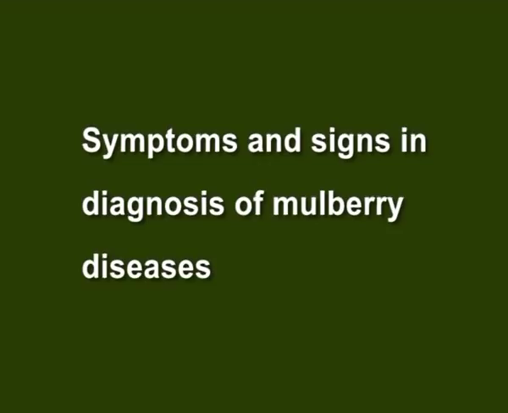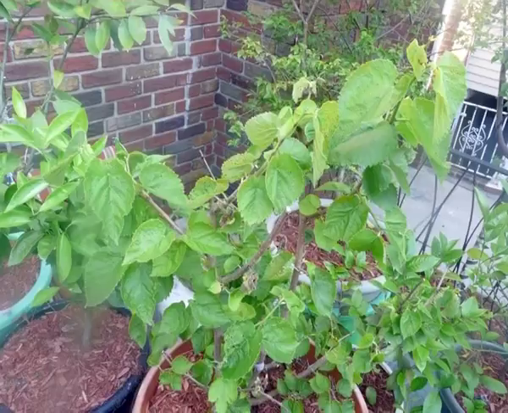Symptoms and signs in diagnosis of mulberry diseases. Disease is a series of harmful physiological processes in which the plants become abnormal by the infection of causal agents or environmental factors, which leads to development of symptoms. The diagnosis is one of the most important and useful criteria to recognize the identity of a disease that helps to save the plant from disease by adopting suitable control measures.